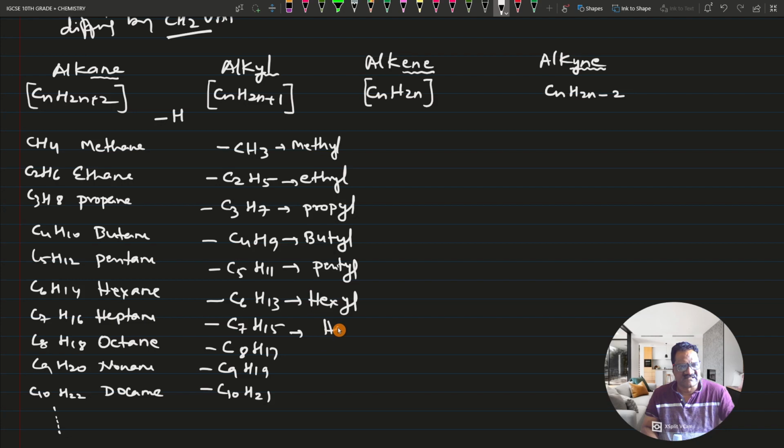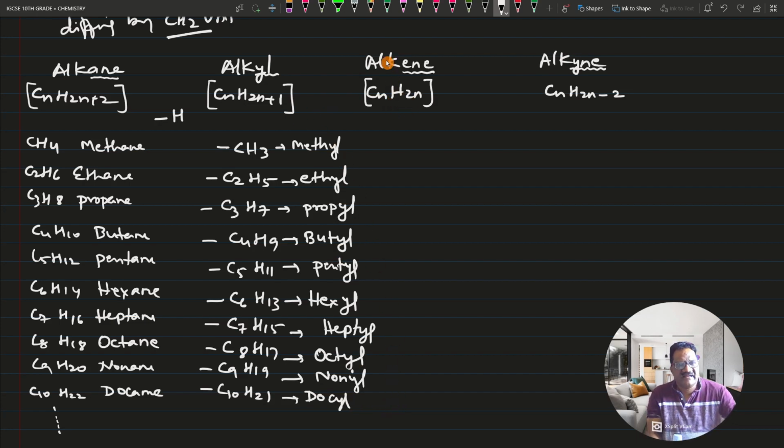This is heptyl. This is octyl, all ending with a YL. Nonyl, N-O-N-Y-L, and this is decyl, Y-L. So this is that homologous series of alkyl.